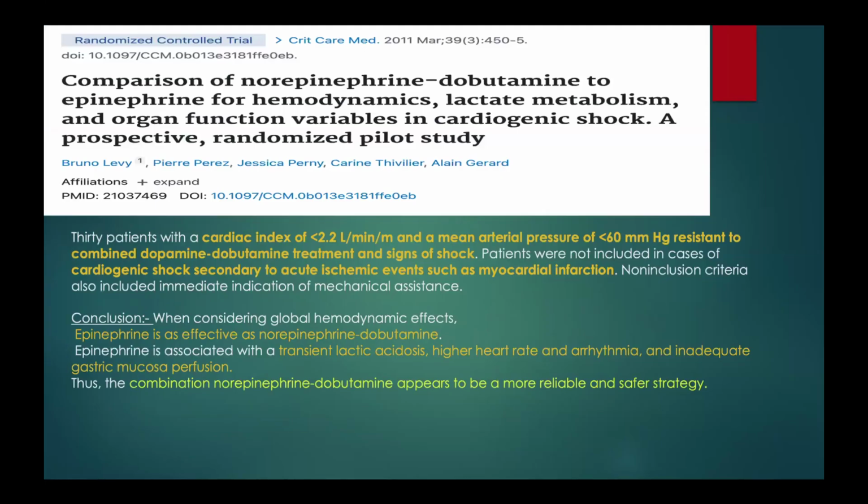So this is a study showing norepinephrine and dobutamine in patients with reduced cardiac index. They have said that norepinephrine and dobutamine as a combination is a better, more reliable and safer strategy, as epinephrine in itself increases lactic acidosis and increases heart rate, and also potentiates arrhythmia and inadequate gastric mucosal perfusion.